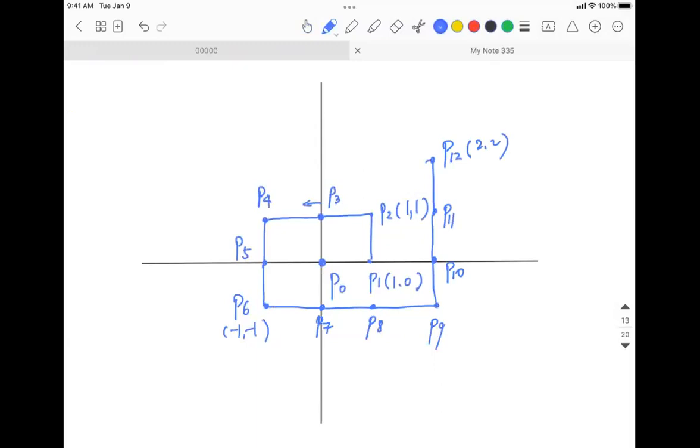The next one is going to go to here, here, here, here, right? And then you're going to go to here, here, here, here. This is going to be P13, 14, 15, 16, 17, 18, 19, P20, right? So all the way comes to here.